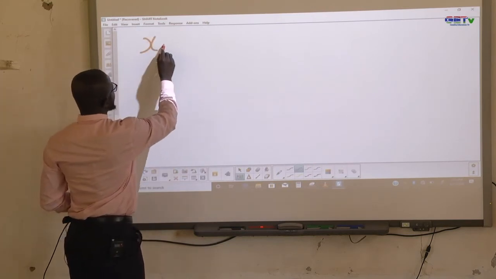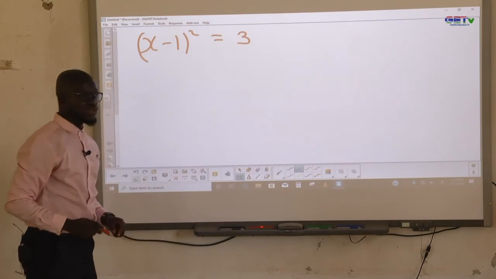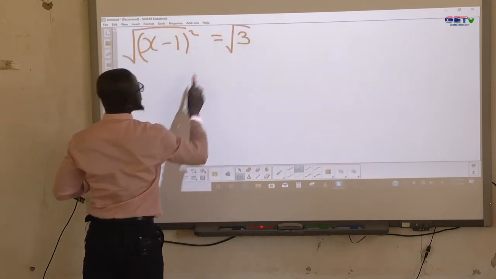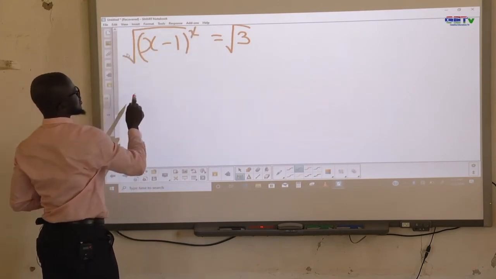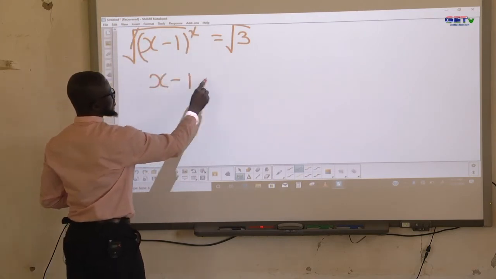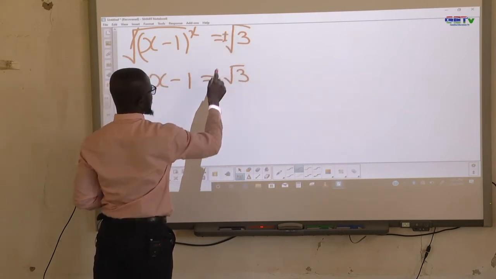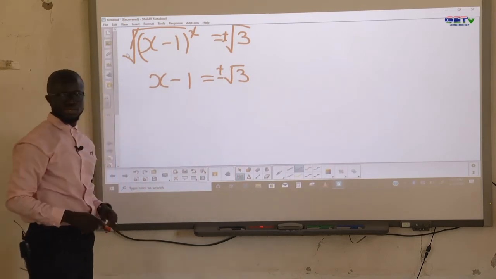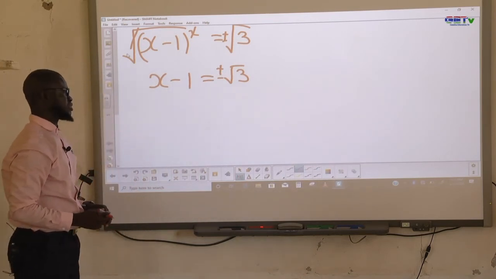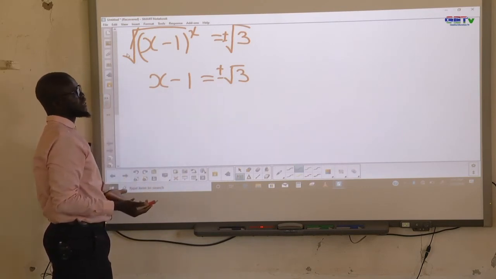We have x minus 1 all squared equals to 3. Don't forget the rules. Our next step is to take the square root of both sides. So this will cancel, and x minus 1 equals to the root of 3. Remember, plus or minus. Very, very important, since you are dealing with a quadratic expression. So here we need two answers for the solution of the equation.